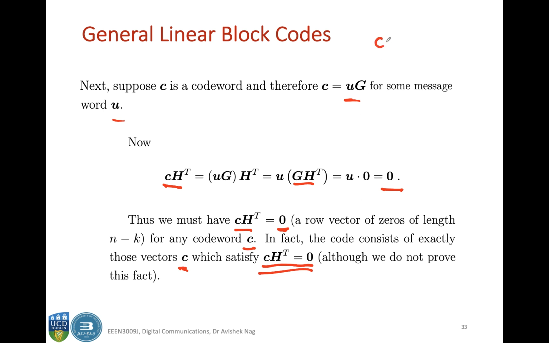And while you are transmitting this C through the channel, okay, and your received vector is not equal to C because of some error, then one way of looking at this is that R times H transpose will not be equal to 0. So in that case, you can immediately say that there is an error. And if there is no error, then R will be equal to C, and then this will give you 0. So that's another way of checking whether there is an error or not.